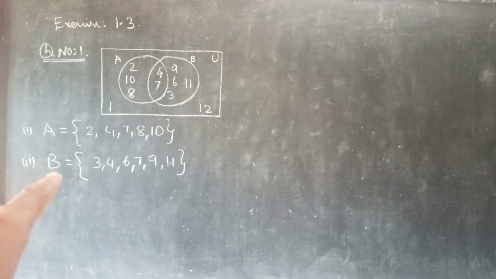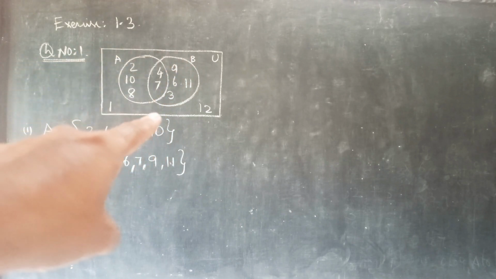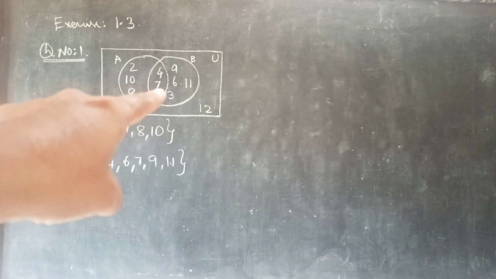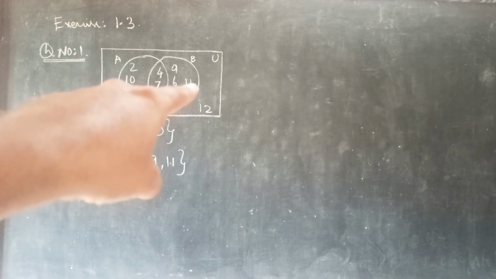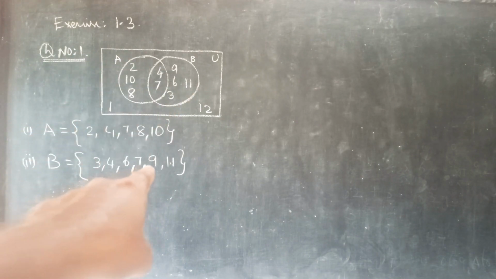Now to write B, what you have to do is see the circle of B. This is the circle of B. You can see the numbers 3, 4, 6, 7, 9, 11. So those numbers are written here: 3, 4, 6, 7, 9, 11. You have to write the numbers in order. It is not necessary, but it is good when you follow the order.